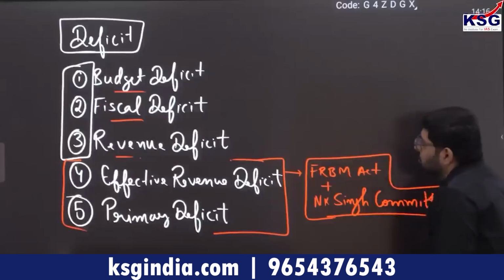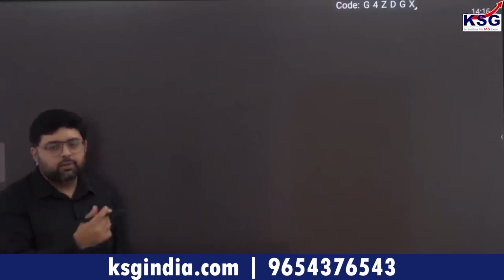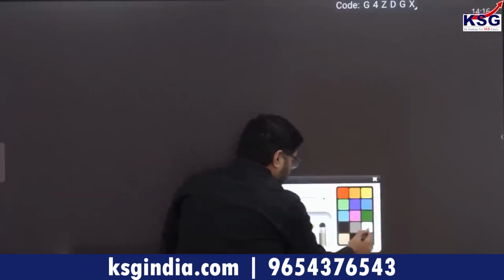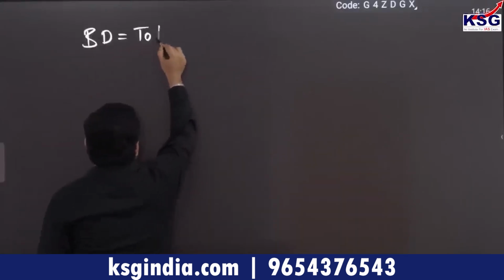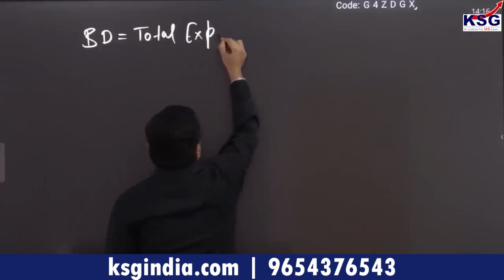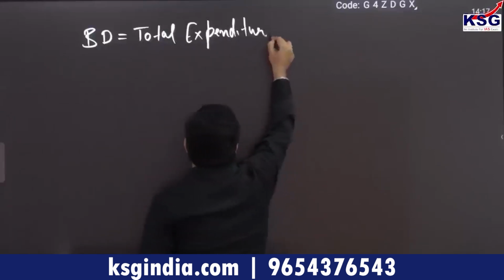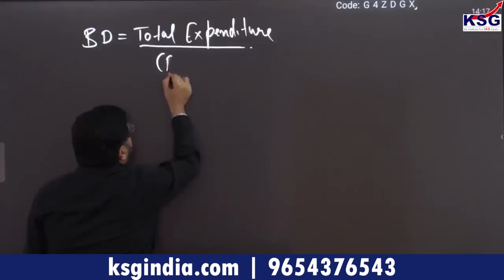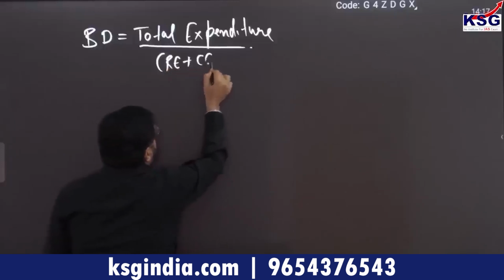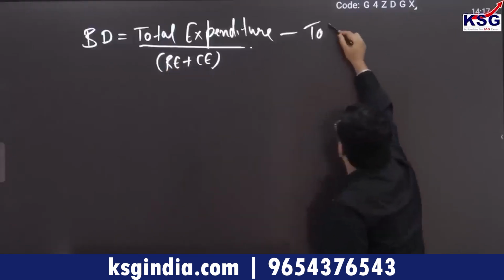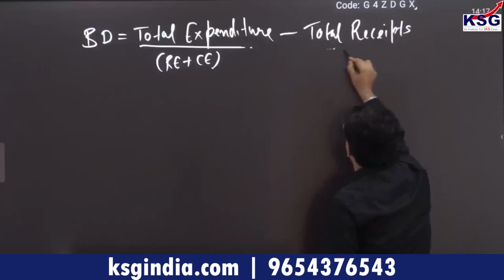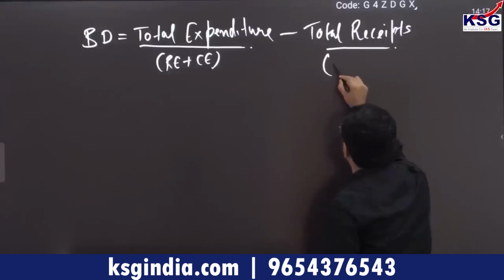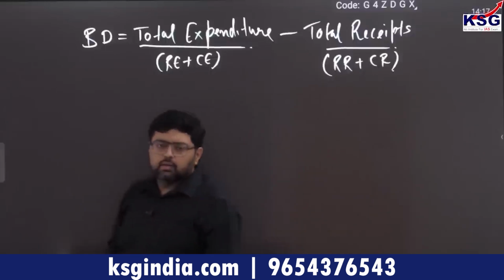Now you know the formulas of these three, so I am going to write those formulas in front of you. When we measure budget deficit, you calculate it in this way: total expenditure, which here means your revenue expenditure plus capital expenditure, minus total receipts. Total receipts here means your revenue receipts plus capital receipts. Clear? So this is budget deficit.